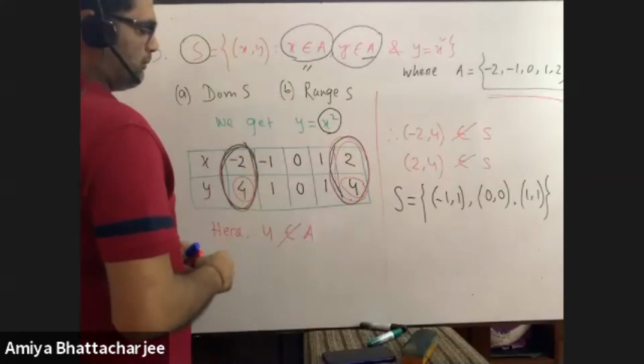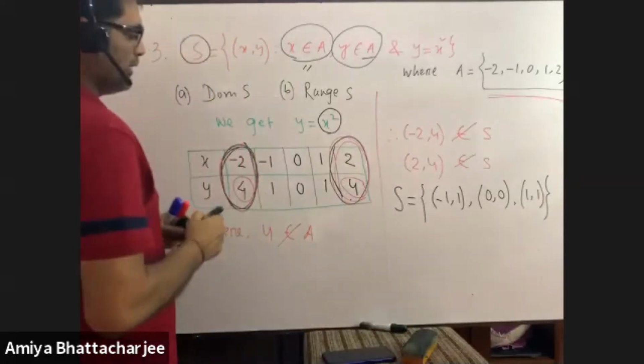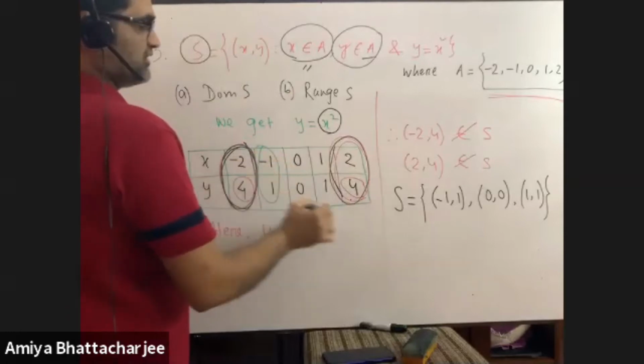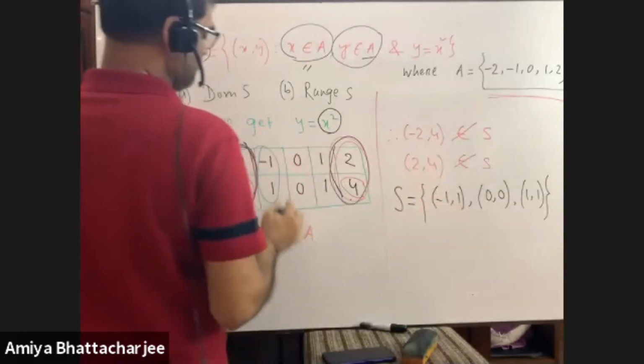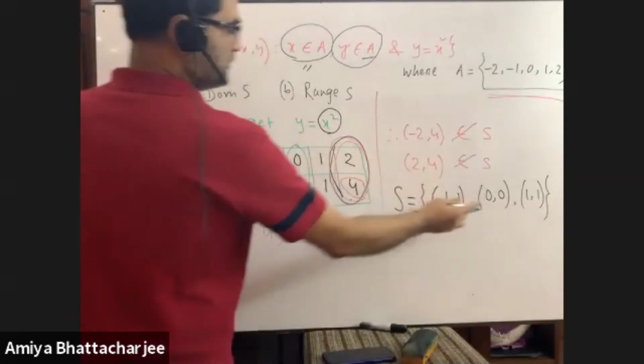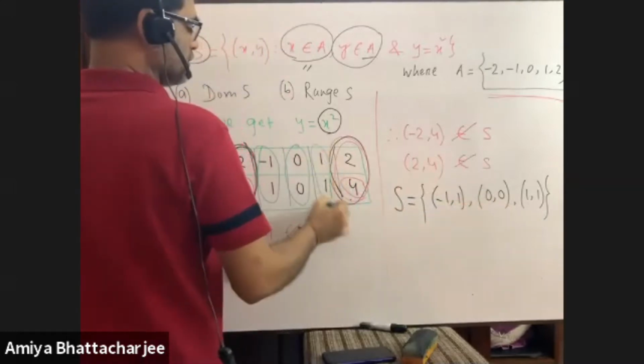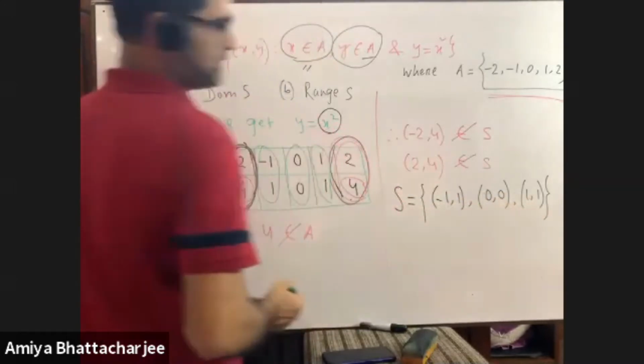Okay. So what is left here? We are left with -1, 0. You see, we are left with this pair (-1, 0), (-1, 0). Here (0, 0), and here (1, 1). Have you seen?